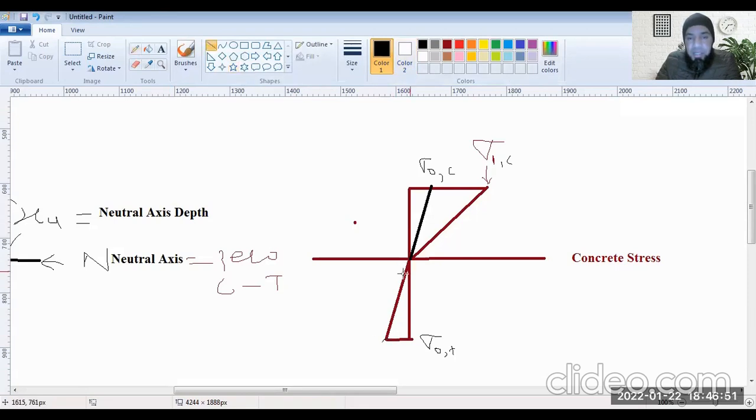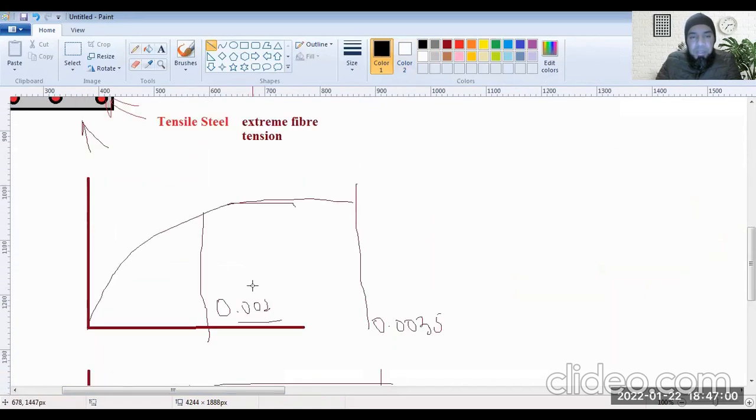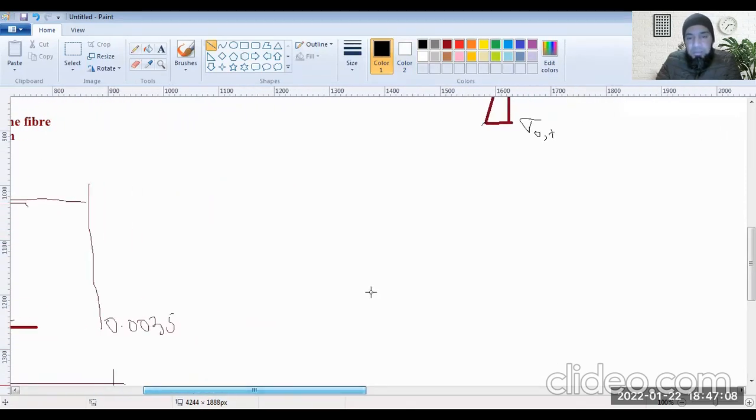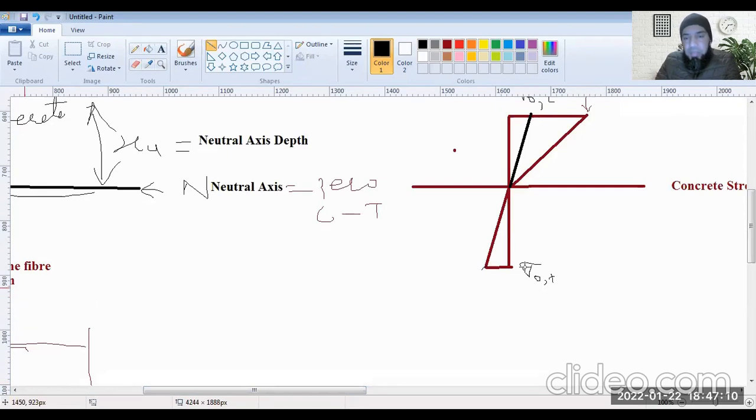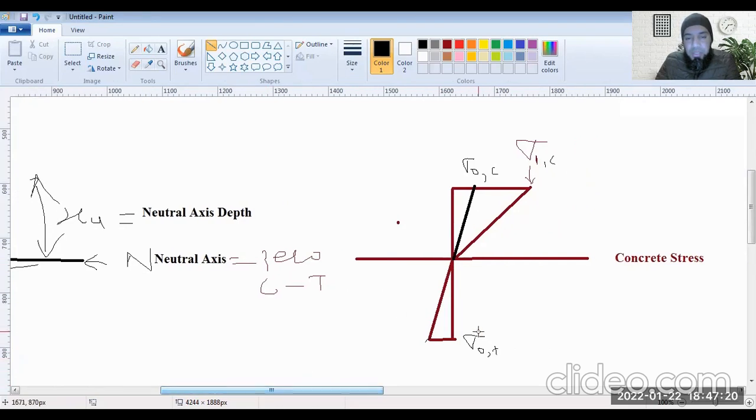Right now I have assumed the behavior of this concrete is linear, but it's not linear. You know, this is the behavior of concrete. It's linear up to a certain point, after that it goes non-linear. So that's why I have drawn a straight line here. Otherwise, its behavior being non-linear, every point would be different. So this is a point sigma naught t. It has not failed yet. It's still in the linear phase.